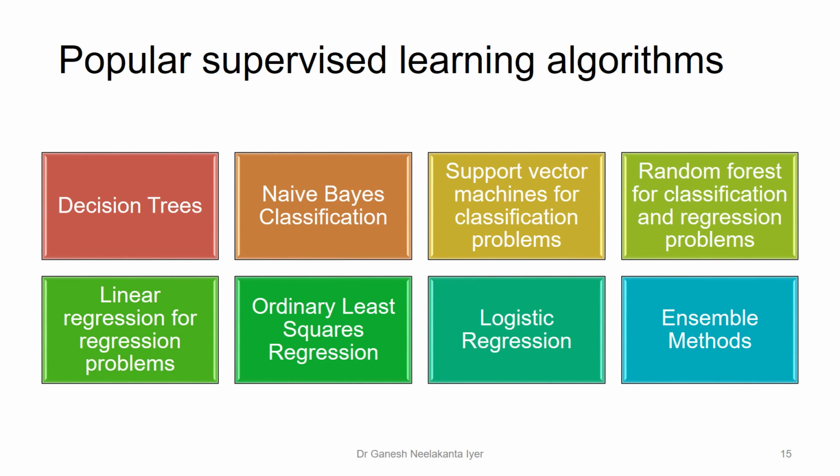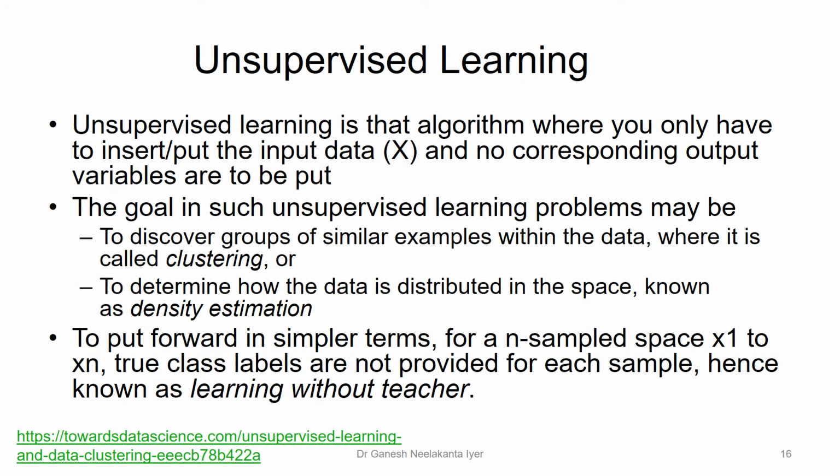Some of the popular supervised learning algorithms, we will see some of them as we go along, include decision tree, naive-bayes classification, support vector machine, random forest, linear regression, logistic regression, etc. Now what about unsupervised learning? As I mentioned before, unsupervised learning is that algorithm where you only have to insert input data, no corresponding output variables. The goals are typically clustering or density estimation.